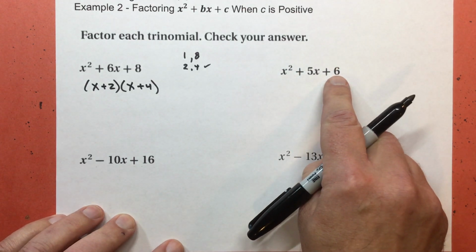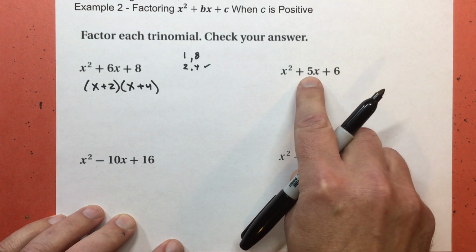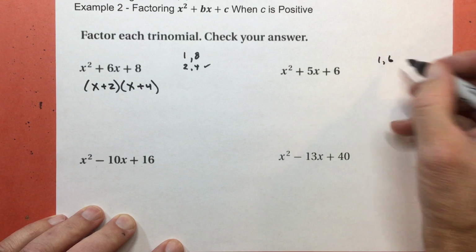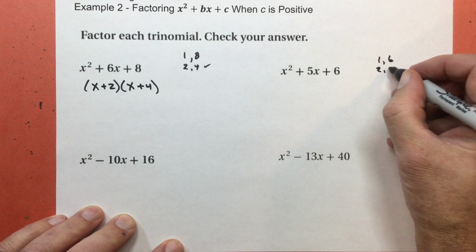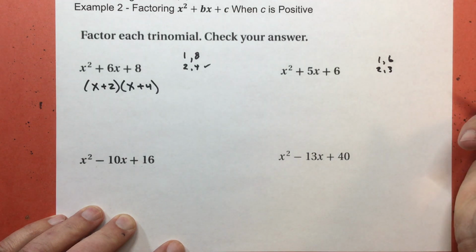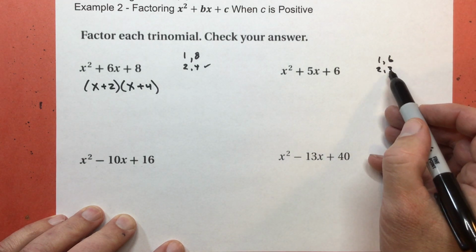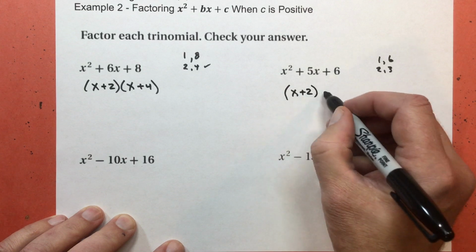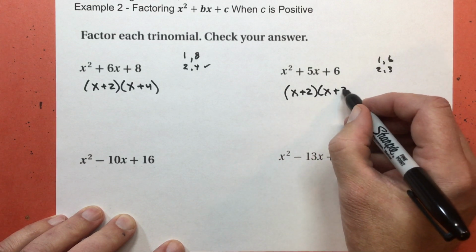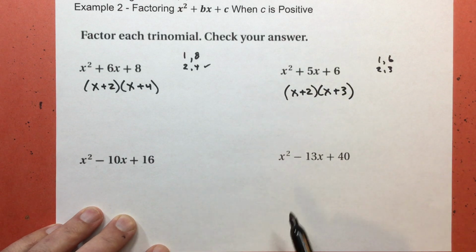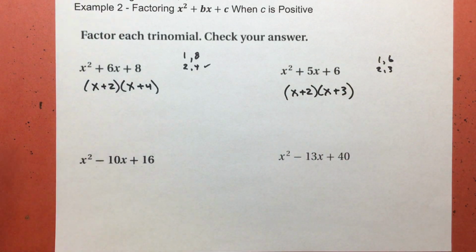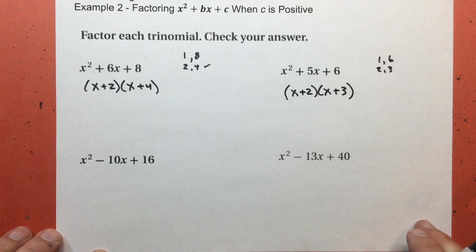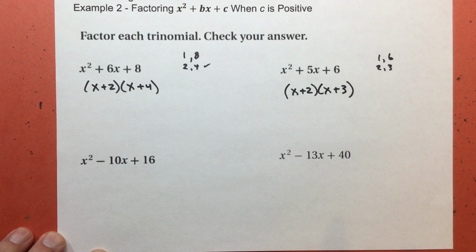What two numbers multiply to give 6, but add to give 5? So what multiplies to give 6? Let's go in order. 1 times 6 equals 6. 2 times 3 equals 6. And that's it. 2 plus 3 equals 5. So this is x plus 2 times x plus 3. And the order doesn't matter. I could have put the 3 here and the 2 there. That doesn't matter. Okay, 2 times 3 equals 3 times 2. It's the same. Okay, now this one's a little tricky.